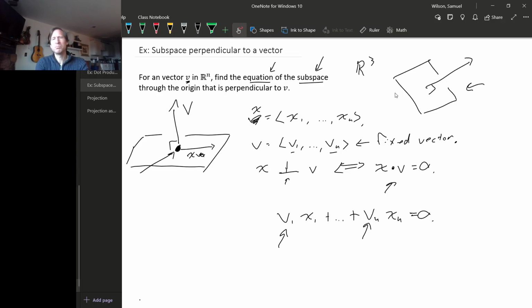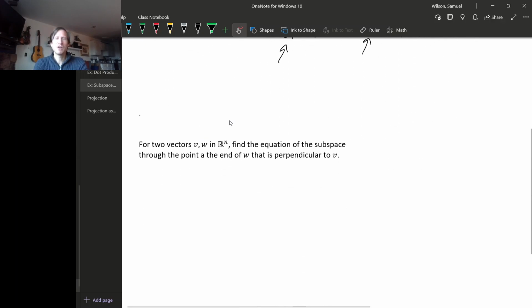But what if we want a hyperplane that is perpendicular to v but doesn't necessarily contain the origin? So what if we want, I shouldn't call it a subspace, hyperplane I guess is the term.